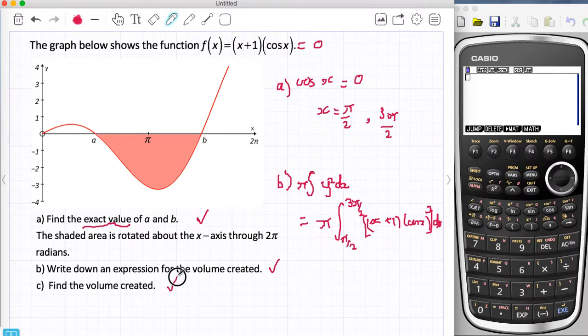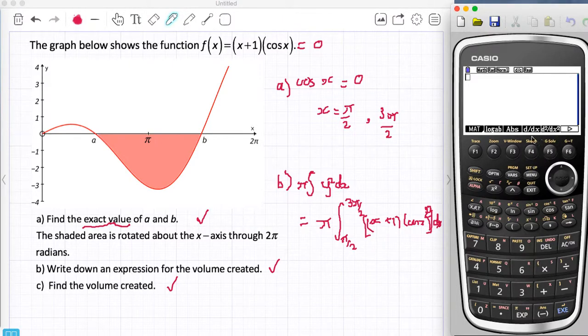Now for C, for the volume created, this is where I'm going to use a calculator, because this thing here, even without the squared sign, the whole thing squared, is way too difficult to integrate. So I'm going to do it on my calculator. I could do it from the graph menu, but I'm going to choose to do it from the run menu. So from the run menu, I've got math. Click F6 to go along here. Click here for the integration.